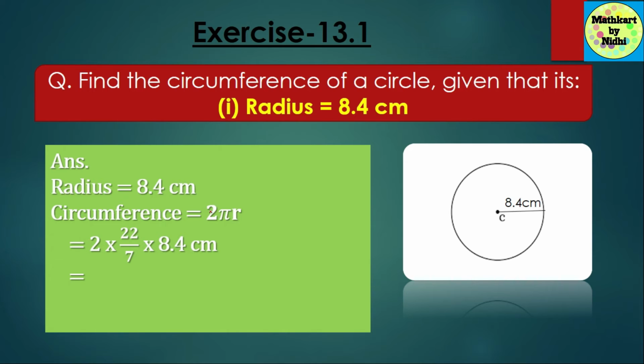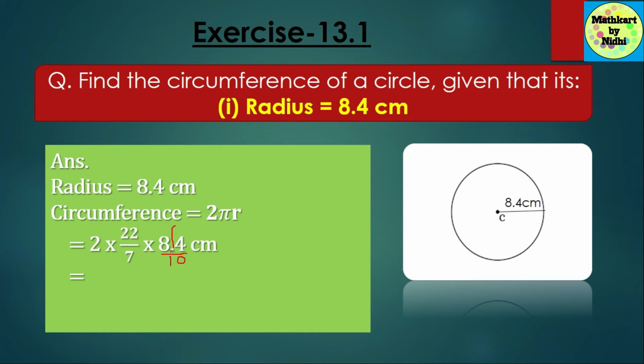2 multiply by pi value, we will put 22 by 7, and instead of r we will write down 8.4. So now you must be thinking how to solve this, because the value has been given in decimal. For that we need to remove the decimal, and then we will insert 10 over here. We have already learned in the chapter decimals how to remove the decimal.